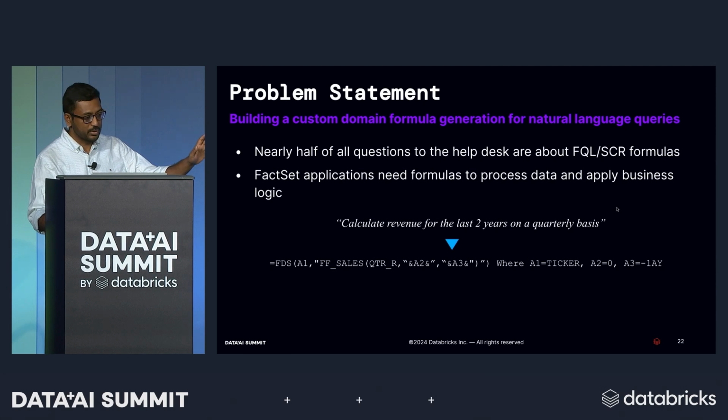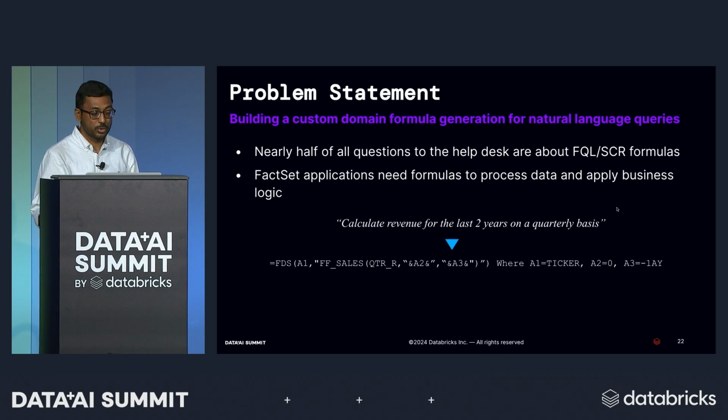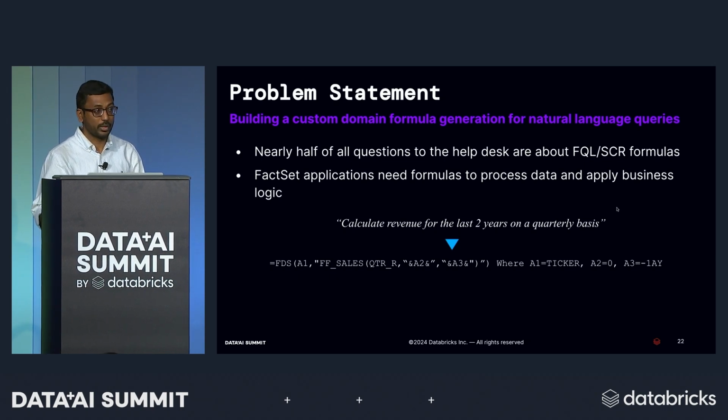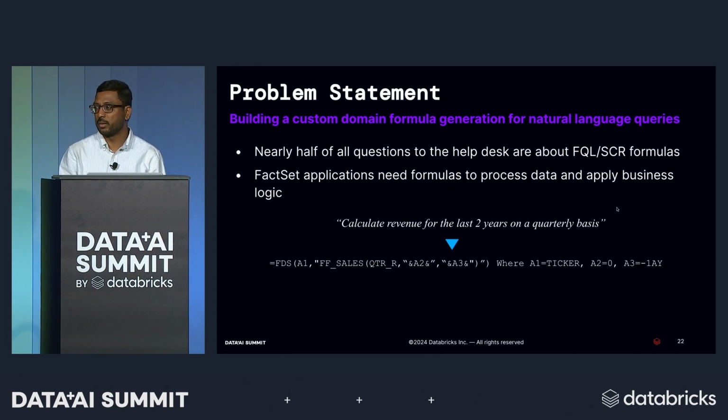It has two components, a ticker component and the formula. You can actually see those arguments talking about what is the periodicity, like quarterly basis, and the years which are represented there. Nearly half of all questions which come to our help desk are asking how to build this formula, what is the right formula. All of our FactSet applications are powered by data, and one of the main things is how should I pull this data efficiently, so clients can spend more time on building the business logic rather than building these complex formulas.